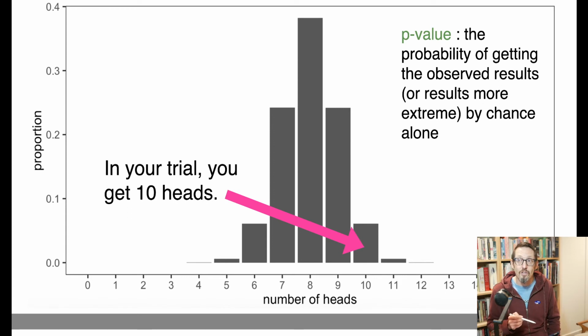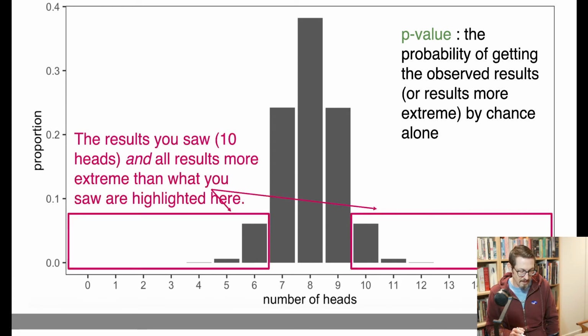So in the trial, we're going to get 10 heads. What's the probability of getting 10 heads? Well, the probability of getting 10 heads is just this amount, right? Okay, but we're also going to go both directions. We're going to say it's also the probability we're interested in of getting 6, which is the same distance away from the mean, right? So we're going to go from 8 out to 10 and from 8 down to 6.